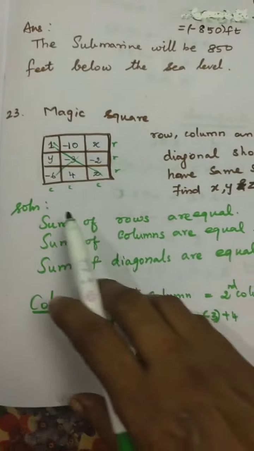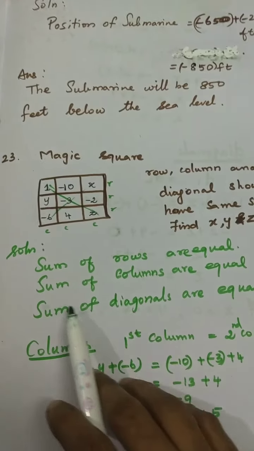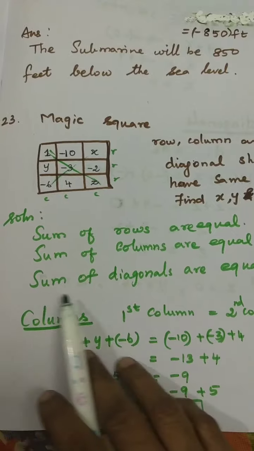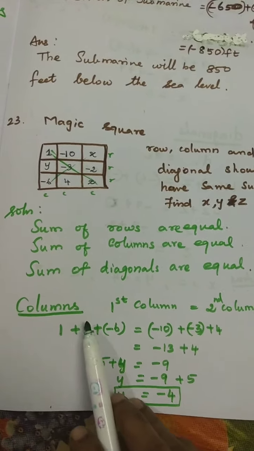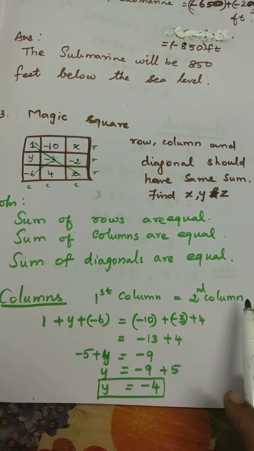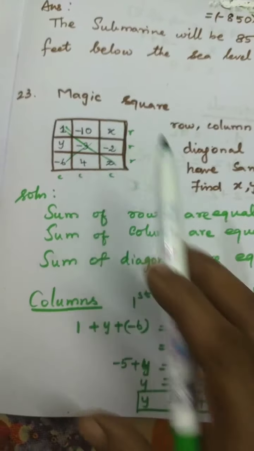First, they said the sums of rows are equal, sums of columns are equal, and sums of diagonals are equal. Now we'll take the columns first. First column is equal to second column.